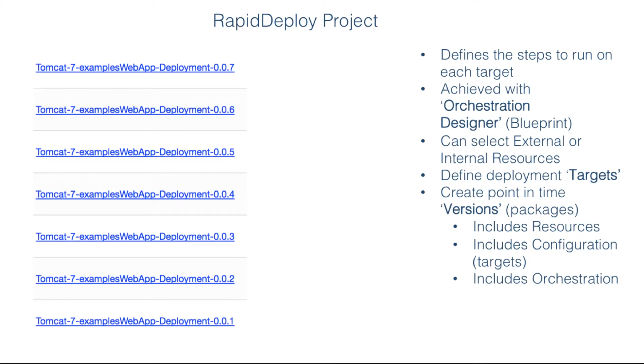Okay, when we've created our project with our orchestration designer, we've chosen our resources, we've defined our deployment targets, and we've created our configuration, we then create a point-in-time package in the project which brings all of those things together. So it pulls them all in, pulls the external resources in, pulls in the configuration, pulls in the orchestration designer, and creates a point-in-time snapshot. And we can go backwards and forwards through those point-in-time snapshots.